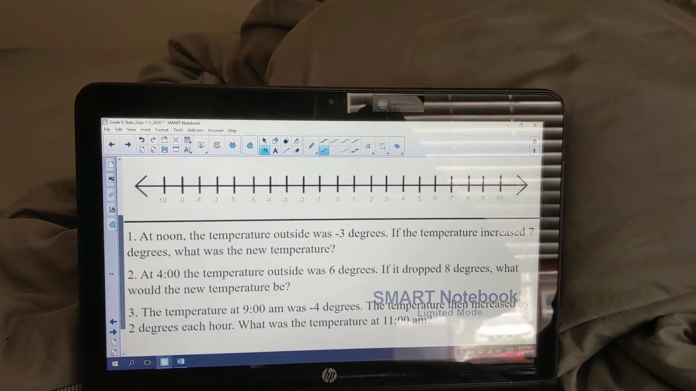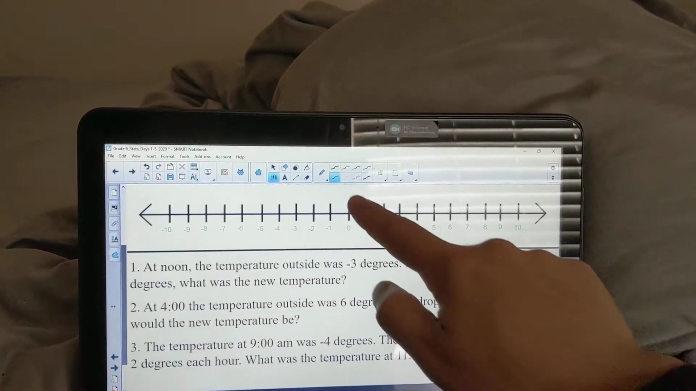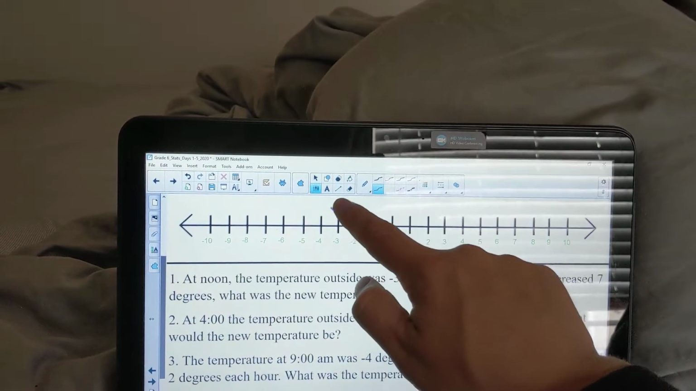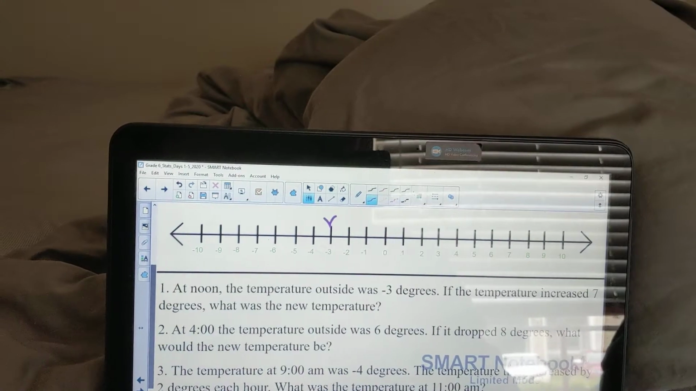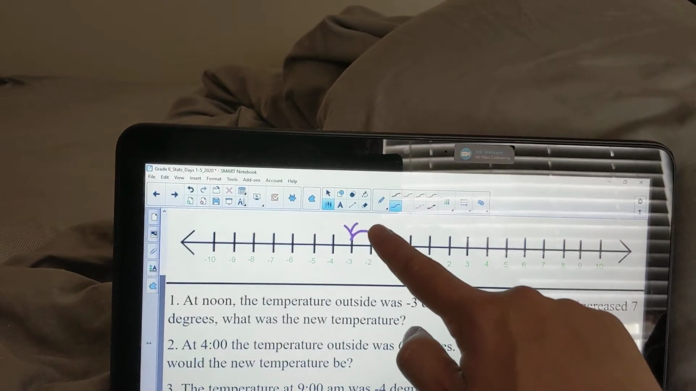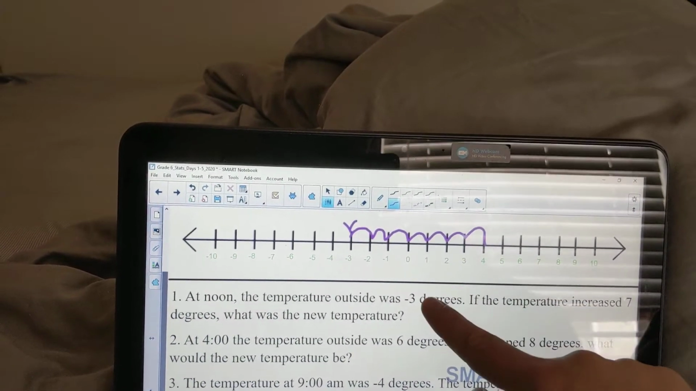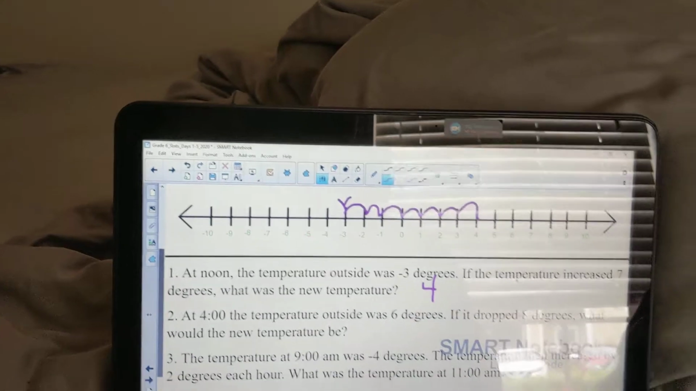Okay, number 1, at noon, the temperature outside was -3 degrees. It increased 7. What was the new temperature? Well, we know it starts at -3. Then all we have to do is count 7 units on the number line. So 1, 2, 3, 4, 5, 6, 7, and we see we land at positive 4.